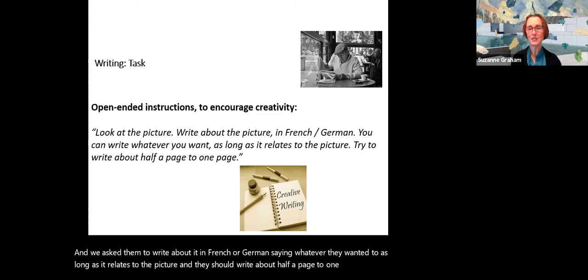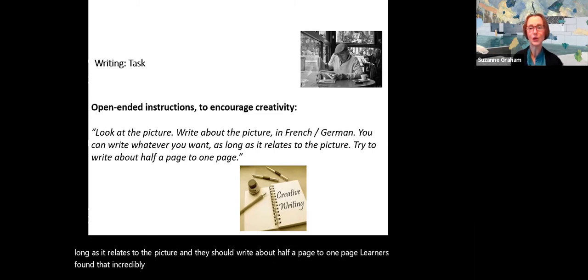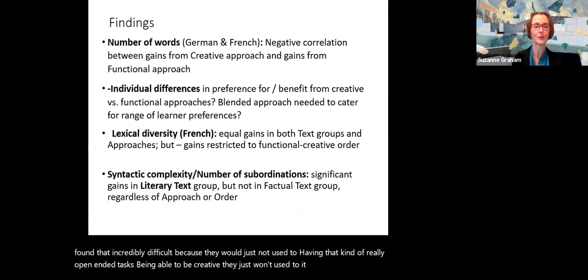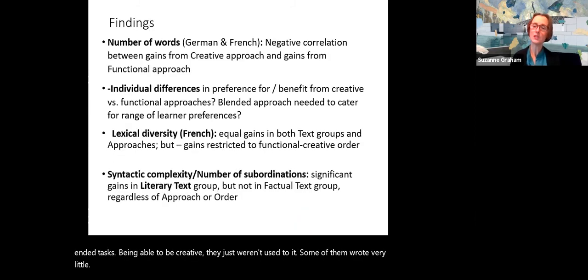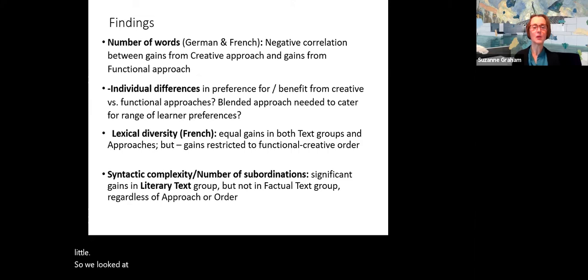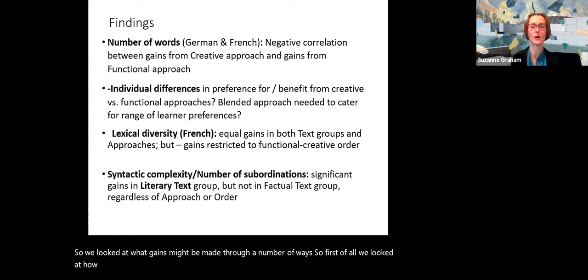Learners found that incredibly difficult because they were just not used to having that kind of really open-ended task, being able to be creative. They just weren't used to it. Some of them wrote very little. So we looked at what gains might be made through a number of ways. First of all, we looked at how much they wrote, the number of words.